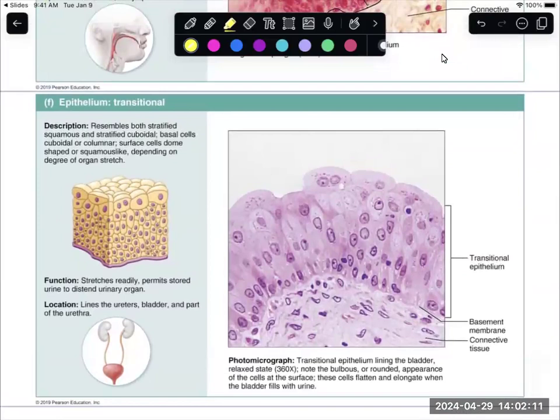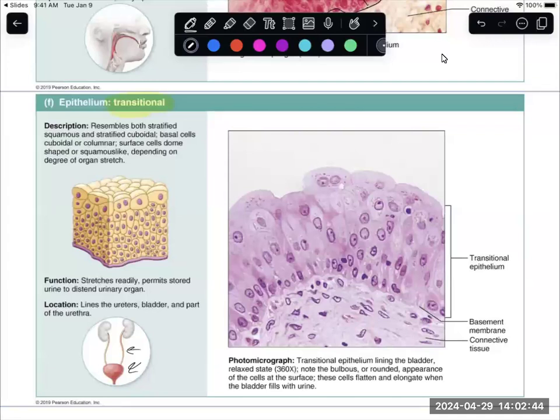And then we have transitional epithelium. Transitional epithelium are cells of many different shapes and sizes. This is found in your bladder down here, but it's also found in these ureters that take that urine down. Even the first part of the urethra has some of this transitional epithelium.